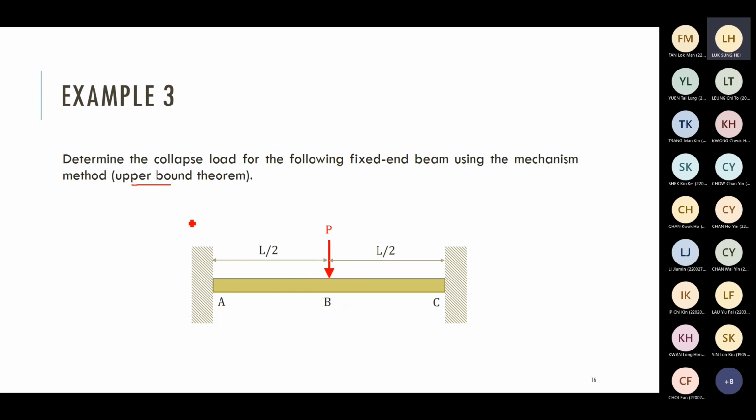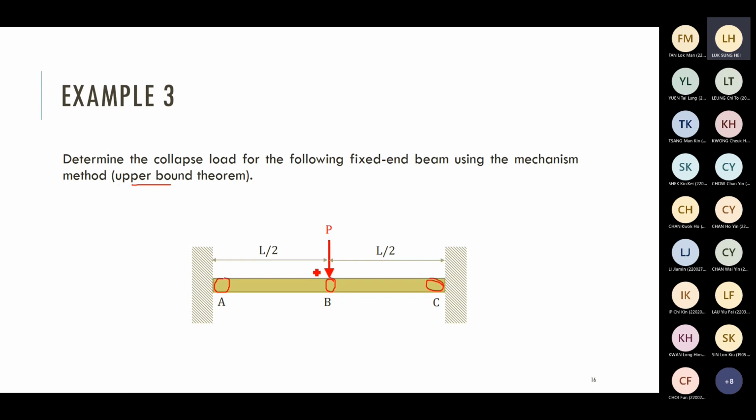To use upper bound theorem, you need to firstly try to predict the collapse mechanism. That means where is the location of the plastic hinges. Firstly, maybe we have a plastic hinge at point A. After formation of the first plastic hinge it is still stable, you add another hinge, point C, right? After adding two hinges, just like a simply supported beam, then you can add one more.